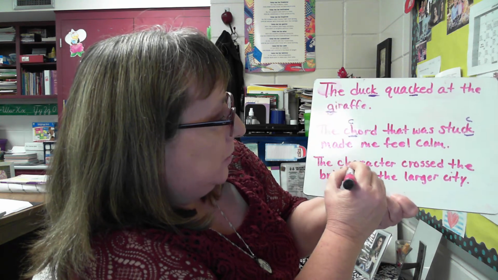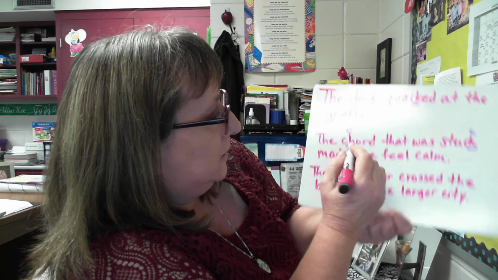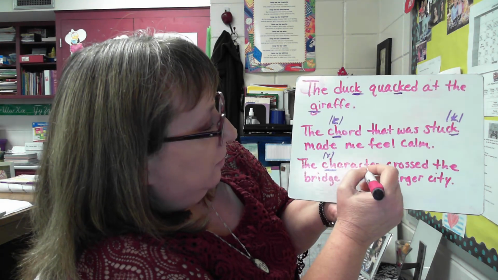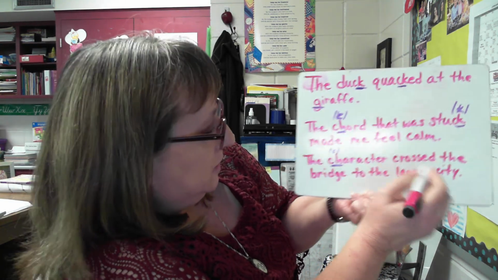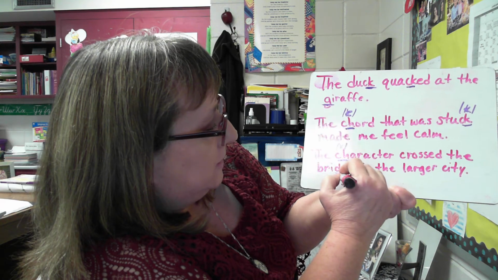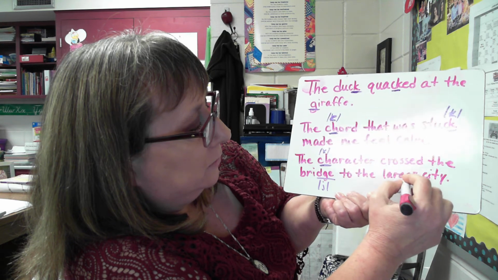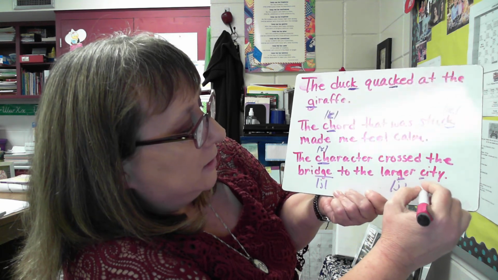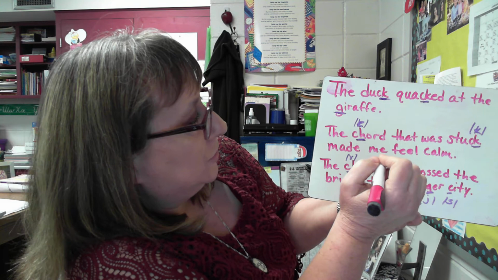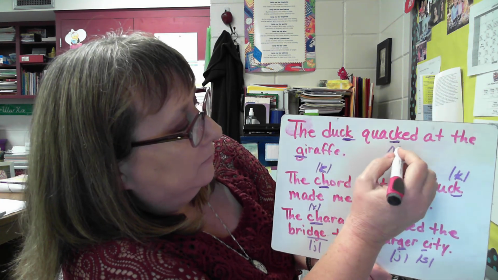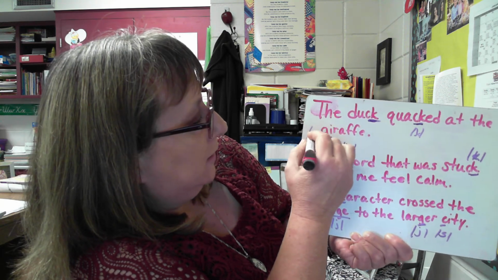The cord, there's a K sound. That was stuck. There's my CK for K. Made me feel calm. Okay. The character, K. That's my K sound. I should be writing a K for this. That makes it better. All right. Character. Cross the bridge. There's my J sound. To the larger. There's another J sound. City. There's an S sound. Okay, so this is just a little practice. What does this represent? Our K sound. What does this represent? Our J sound. Okay, guys, so remember, just practice with this.